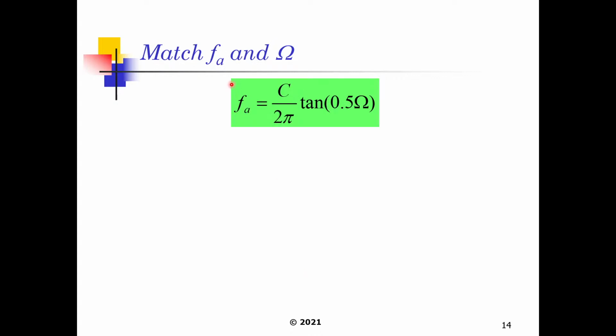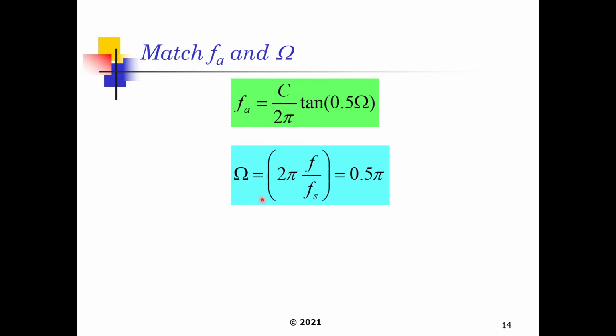So in matching the analog filter frequency and the digital filter frequency, remember the purpose of this equation is to solve for the constant C. So we know that capital omega is equal to 2 pi f divided by f of s, where this f is the digital filter frequency cutoff. And this is equal to 0.5 pi if we substitute in our digital filter frequency cutoff and our sampling frequency.